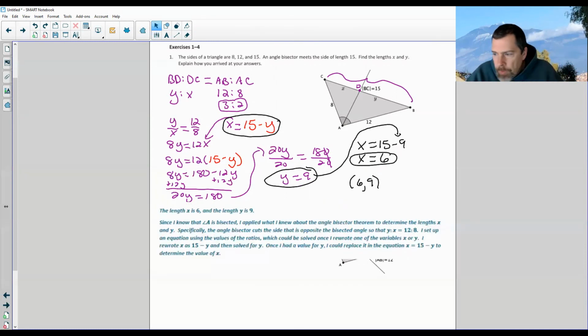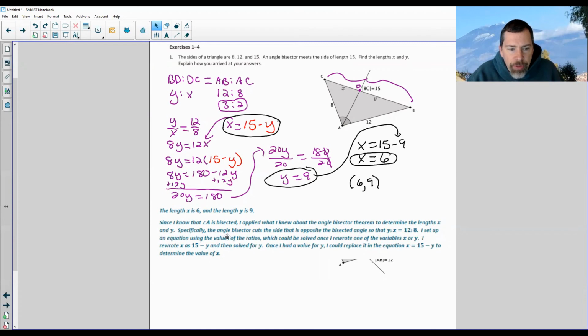Reason? Since I know that A is bisected, I applied what I knew about the angle bisector theorem to determine the lengths X and Y. Specifically, the angle bisector cuts the side that is opposite the bisected angle so that Y to X equals 12 to 8. I set up an equation using the values of the ratios, which could be solved once I rewrote one of the variables, X or Y.